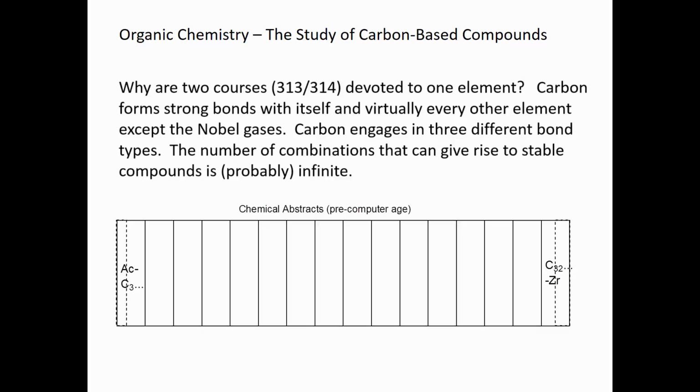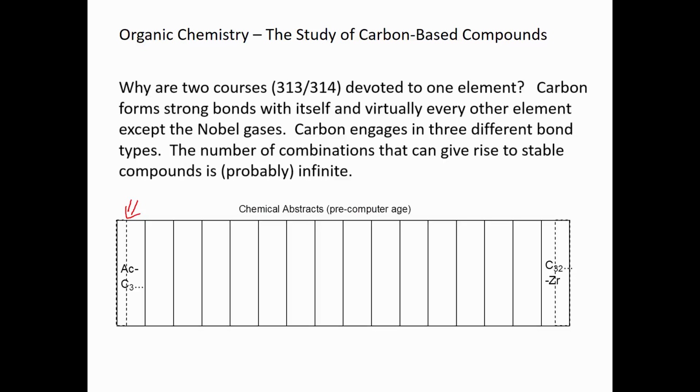One of the most useful ones there was the Formula Index, which would start from A, the first element in the alphabet, actinium, and go all the way to zirconium in about 25 or so volumes. If you look at how these volumes were arranged, the first volume would be the compounds from actinium up to compounds that had 3 carbons. So this would be volume 1 right here.